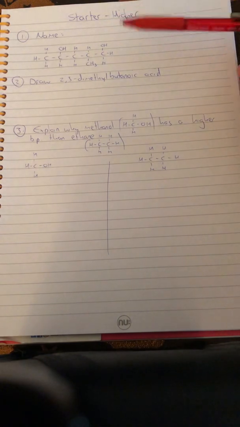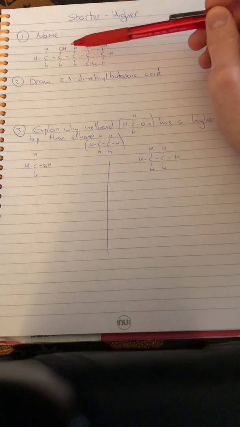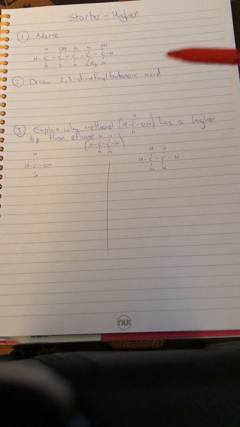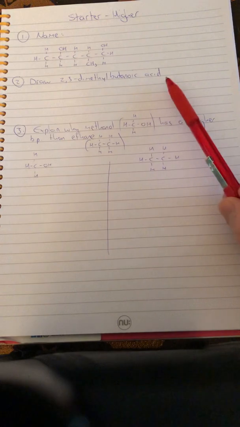Another starter. What I want you to do is, can you name this molecule? Now remember, there's two hydroxyl groups. So remember how we name more than one hydroxyl group. I want you to draw 2,3-dimethyl butanoic acid.